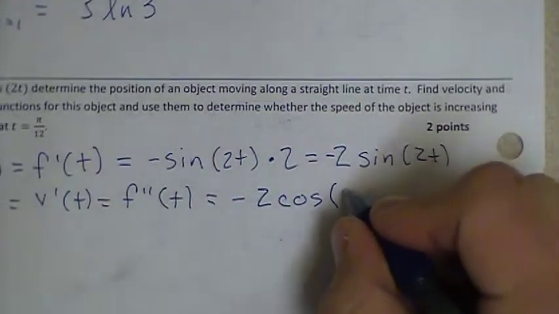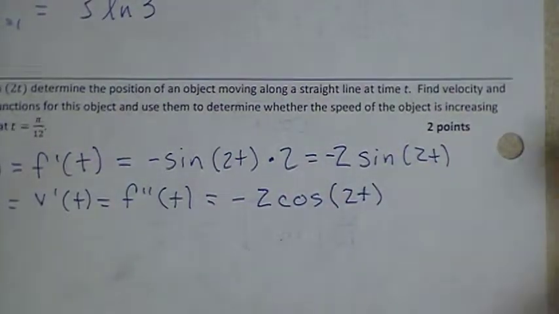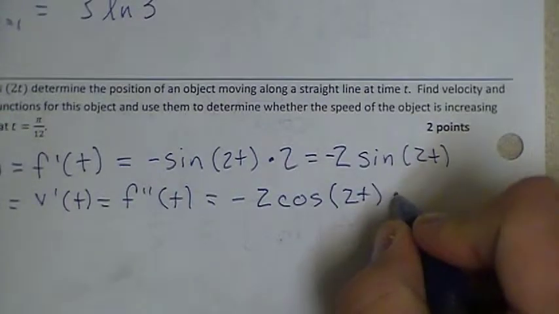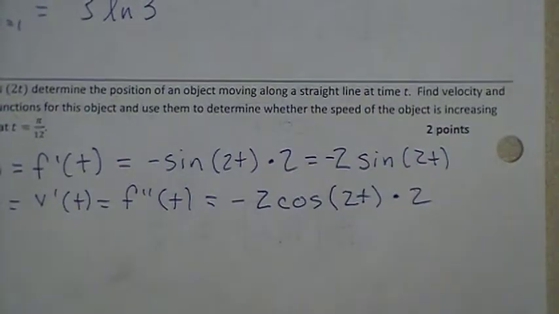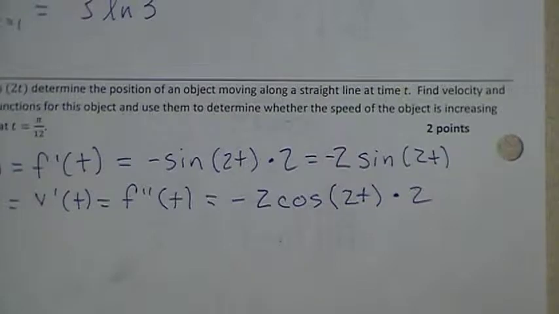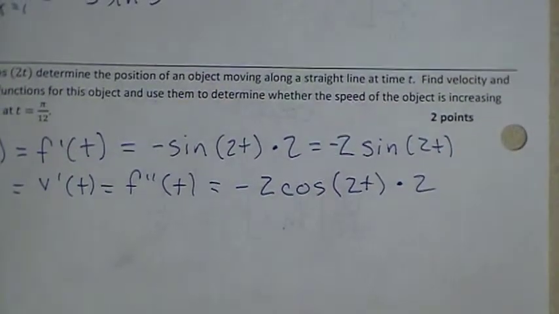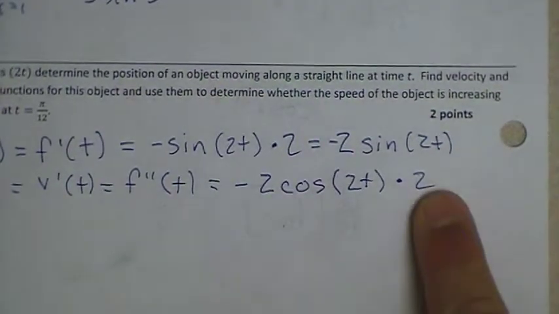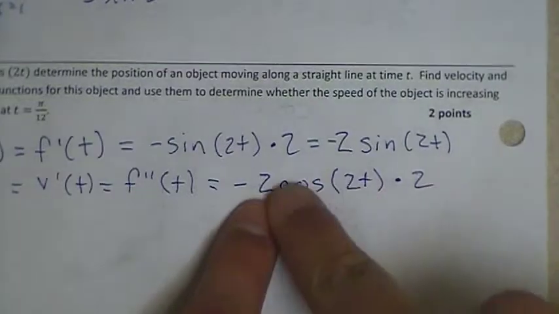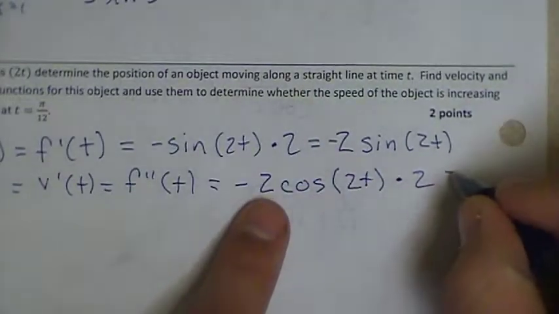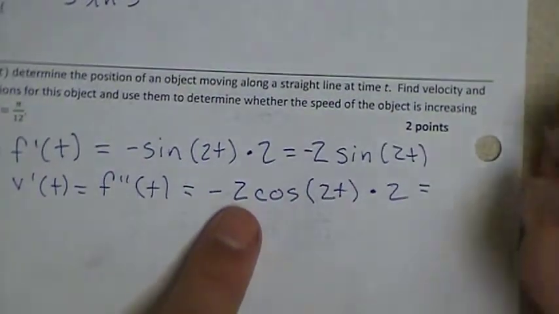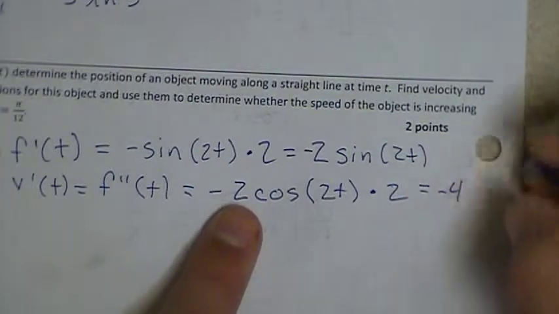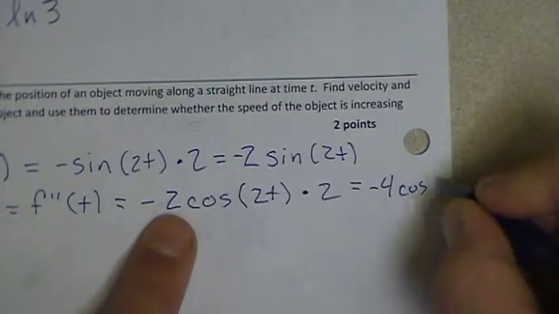I'm not going to put an x or a t here, I'm going to put the inner function here, and then because that's an inner function, I need to finish a chain rule and multiply by the derivative of the inner function. And again, since we want to do a little bit with this, I'm just going to clean it up a little. I see I have a number here in this chain of multiplication. I'm just going to multiply those two values together, and I'm going to write my acceleration function as negative 4 cosine of 2t.